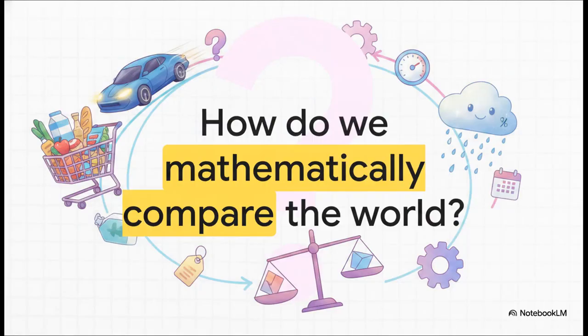So how do we mathematically compare the world around us? I mean, that is the fundamental question here. Math isn't just sitting in a room counting isolated objects in a total vacuum. No, it's a highly evolved language designed specifically to compare different quantities. Think about it. Whether we're checking the price of groceries, looking at the speed of a car, or even checking the probability of rain for the weekend, we are inherently comparing one thing to another.